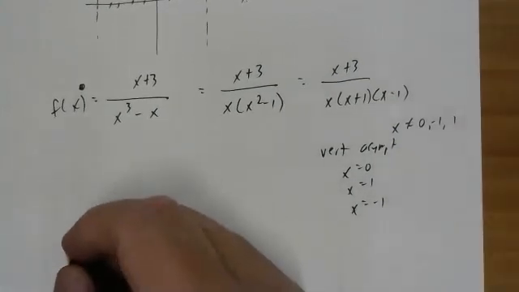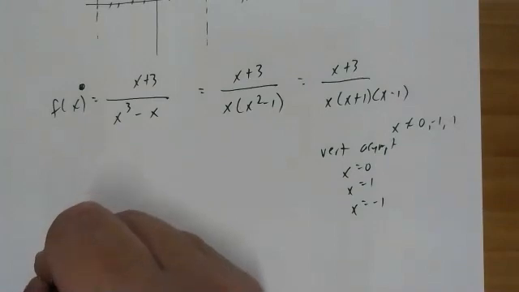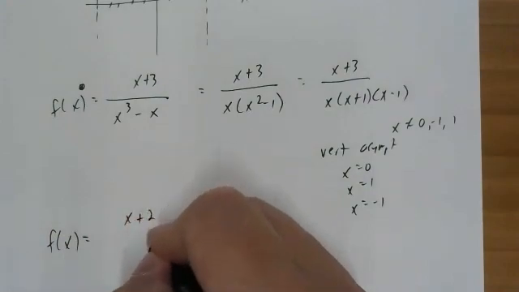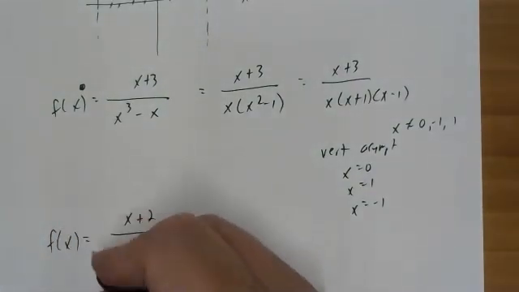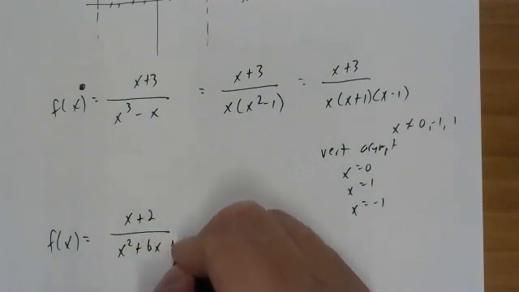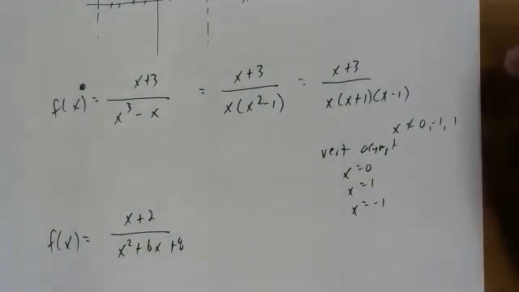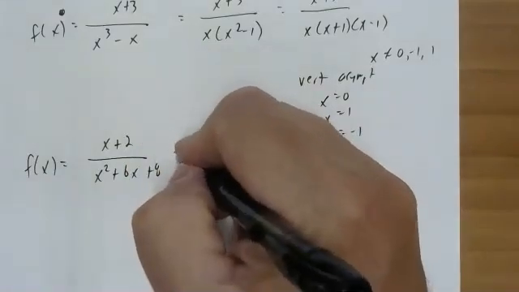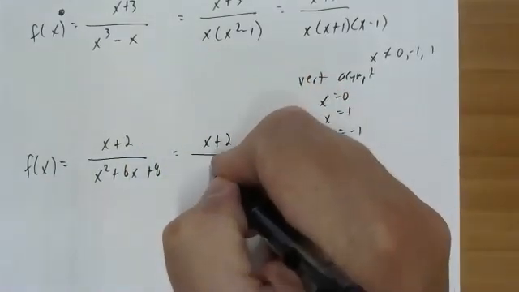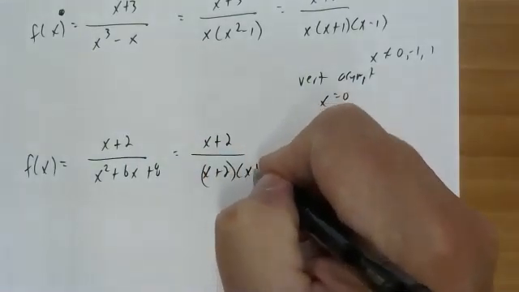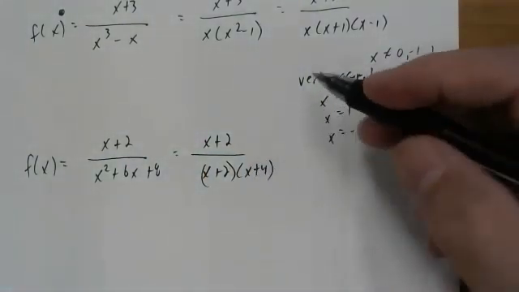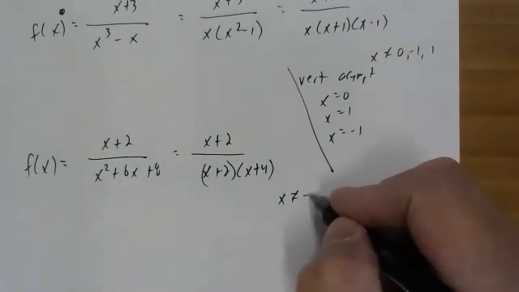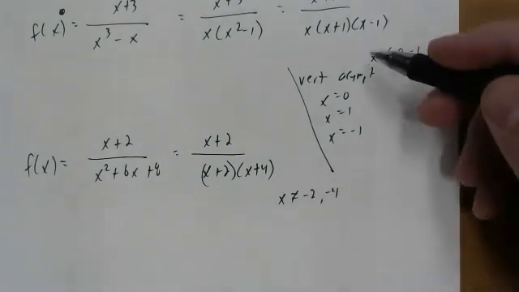All right, one more that looks like this. How about this one? F of x equals x plus 2 over x squared plus 6x plus 8. Same routine. Look at the denominator. You need to try and factor it. It actually does factor. It's a trinomial. Factors into x plus 2 times x plus 4. Now, normally I would just go in here and say, all right, look at the denominator. X cannot equal -2. X cannot equal -4.